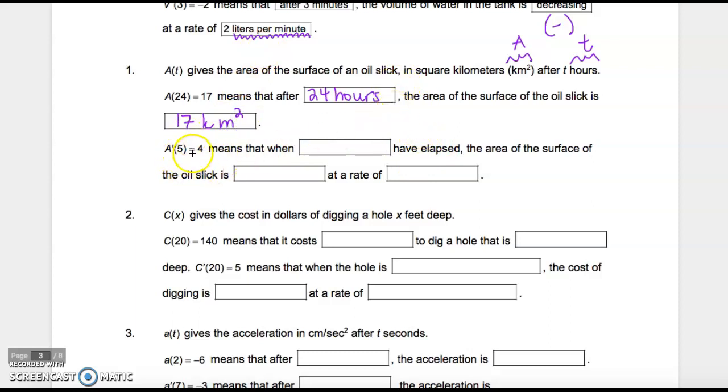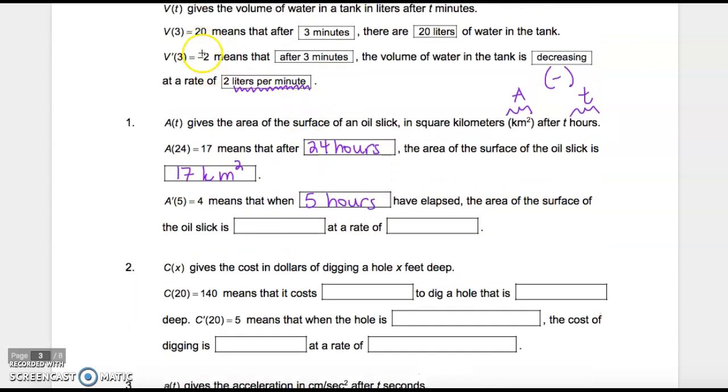A prime of 5 equals 4 means that, instead of plugging in 24, they plugged in 5. So when 5 hours have elapsed, the area of the surface of the oil slick is, now careful, because this was negative 2, so it was decreasing. This is a positive 4, so that means that the area of the oil slick is increasing at a rate of 4.